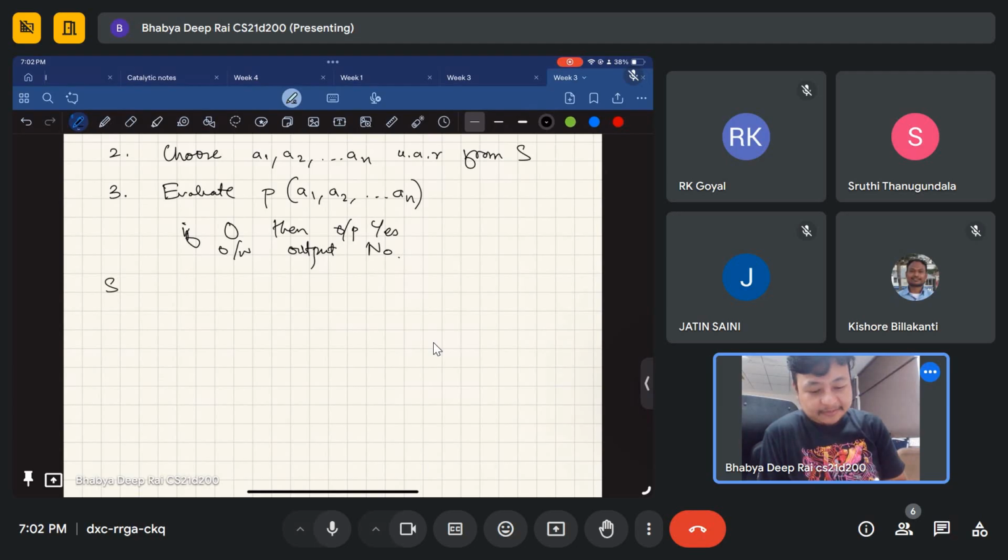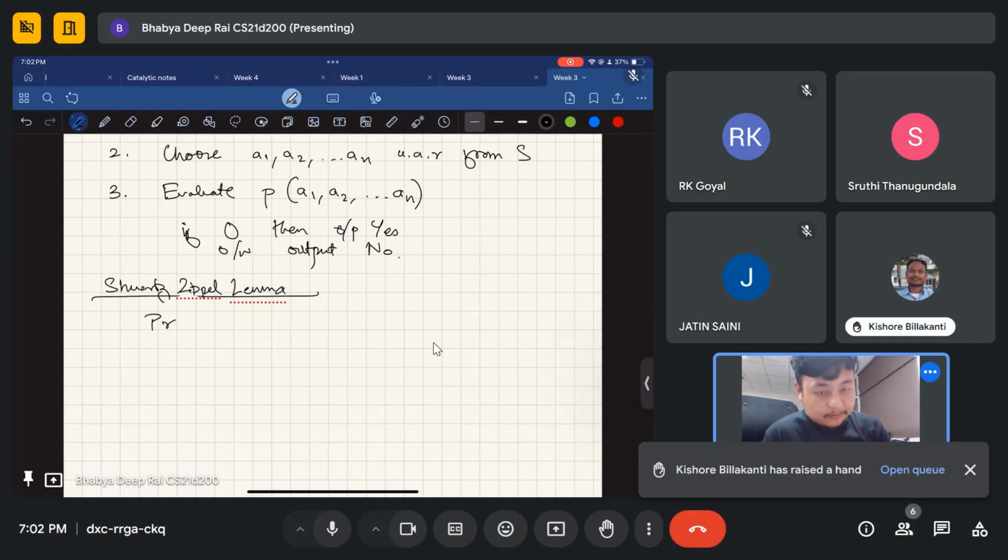So here is the Schwartz-Zippel lemma. It says that if f is a polynomial, I won't write all this, so I'll just say the probability that, okay, just one more, I'll finish writing this.